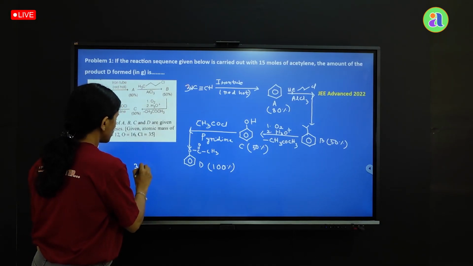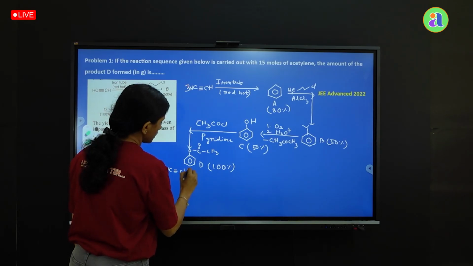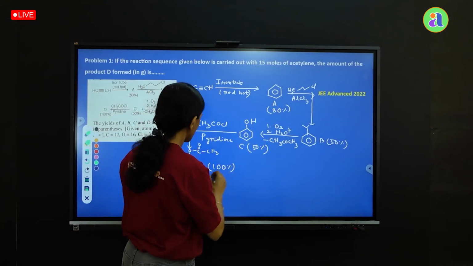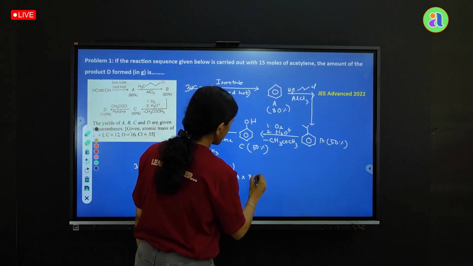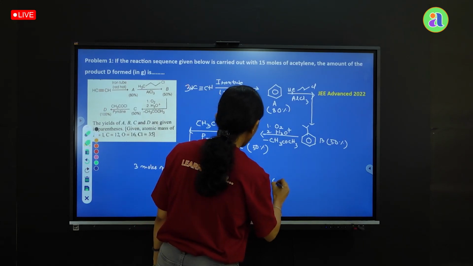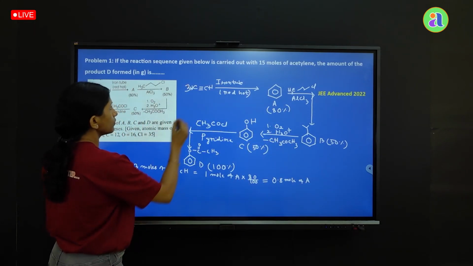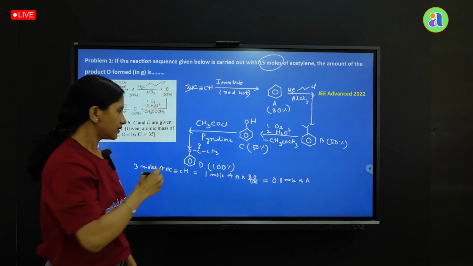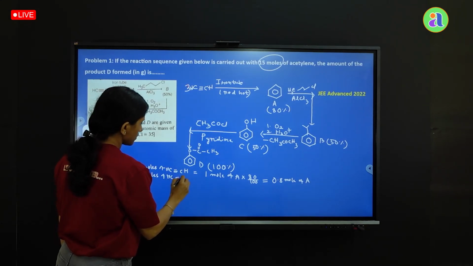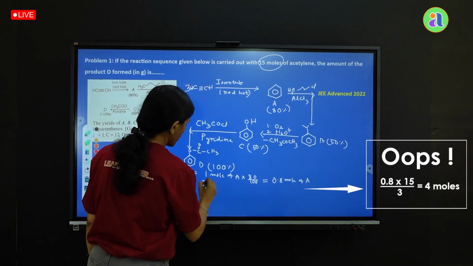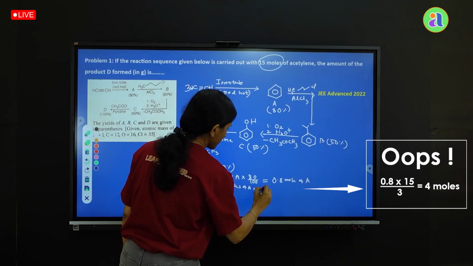We can write that 3 moles of acetylene is giving 1 mole of A, which is 1 mole of A times 80%, that is 0.8 mole of A. So we are talking about 15 moles of acetylene. So 15 moles of acetylene is equal to 0.8 times 15 moles of A, or 4 moles of A.